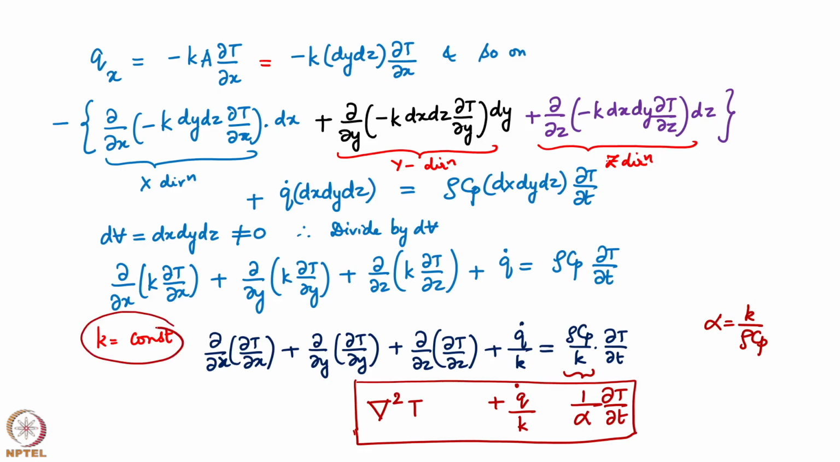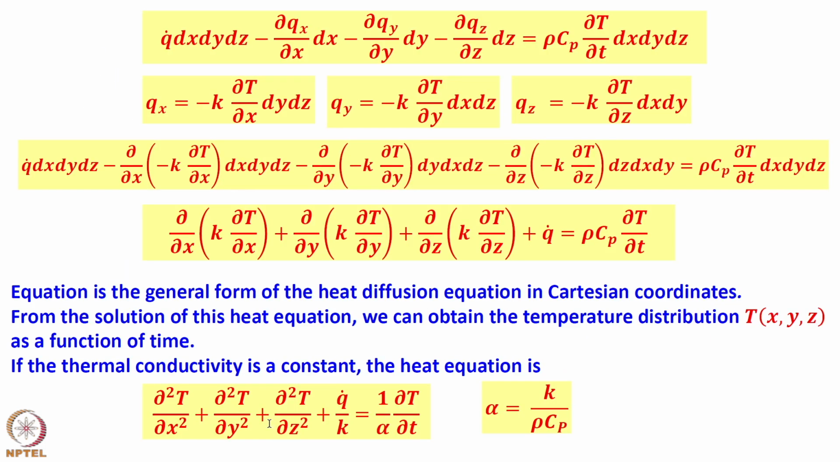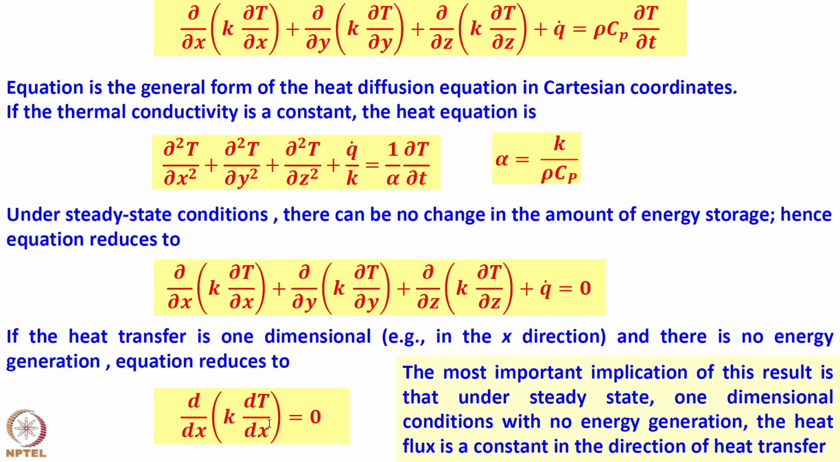One simplification and you have a nicer looking equation. Nothing has changed except that k has come out of the brackets and it is treated as a constant. So, del squared is the Laplacian operator, which is nothing but d squared by dx squared, the second derivative with respect to x, plus second derivative with respect to y plus second derivative with respect to z. So, that is the first simplification. The other simplifications are very straightforward.